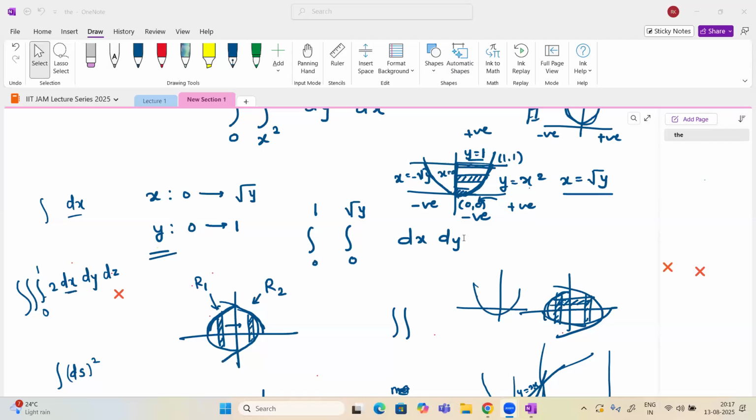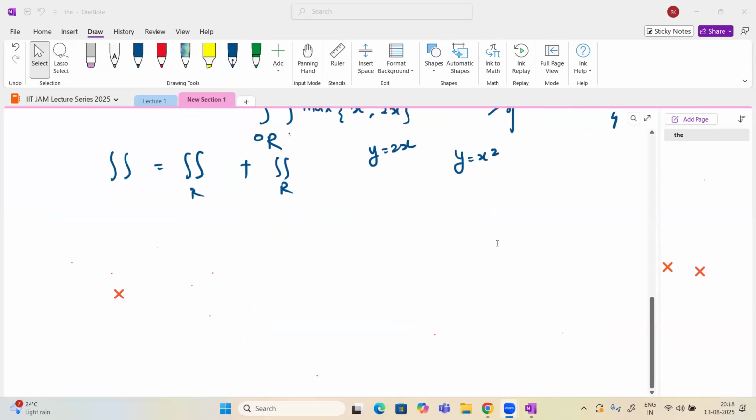Sir, when we find the volume, then we use the triple integral. But in the GATE syllabus, it is given that we calculate surface area and volume using double integrals. Yes, that can also be possible. Using double integration also it is possible. I will show you how it is possible.